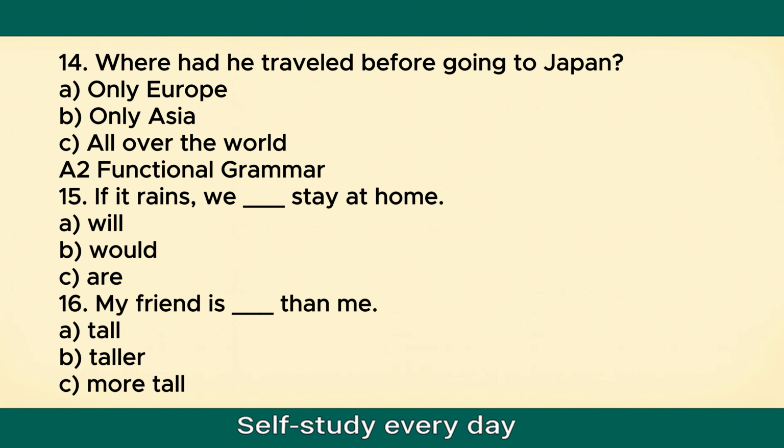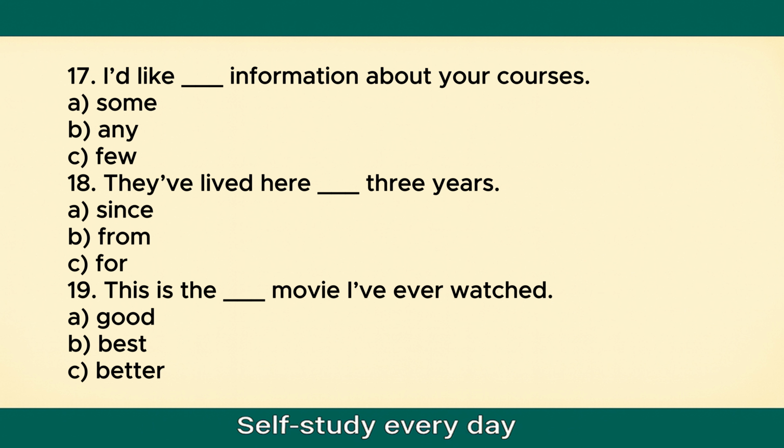A2 Functional Grammar. 15. If it rains, we blank stay at home. A. Will. B. Would. C. Are. 16. My friend is blank than me. A. Tall. B. Taller. C. More tall. 17. I'd like blank information about your courses.